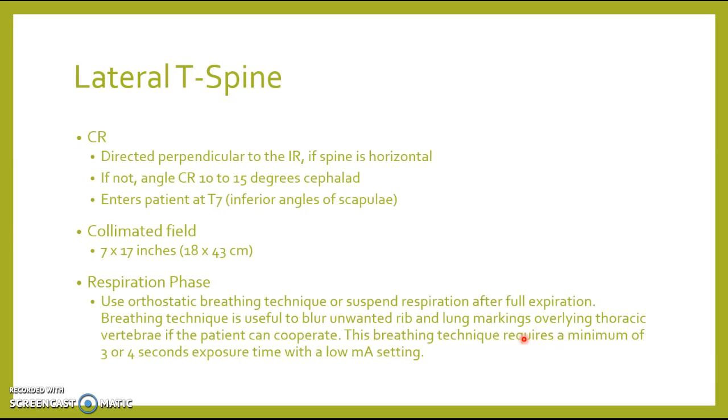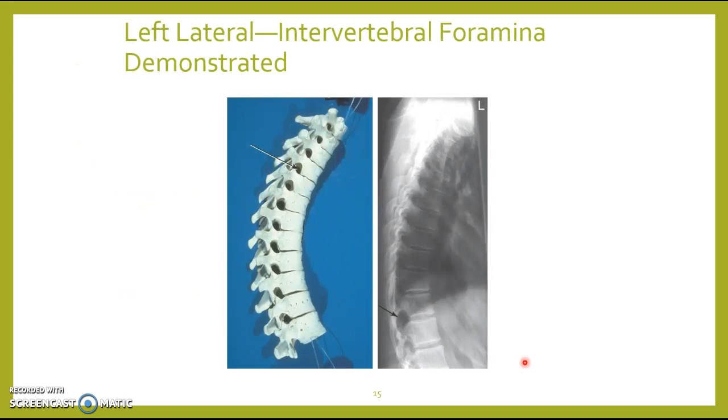If the spine is horizontal, your central ray will also be perpendicular. Collimation is 7 by 17. For your respiration phase, you'll use the orthostatic breathing technique or suspended respiration on a full expiration. The breathing technique is used to blur the ribs and lung markings that overlap the vertebrae. If the patient can cooperate, you will set your technique to about a 3 to 4 second exposure with a low milliamp setting. Here again demonstrates what the vertebrae look like in the lateral position, and it will demonstrate the intervertebral foramen.